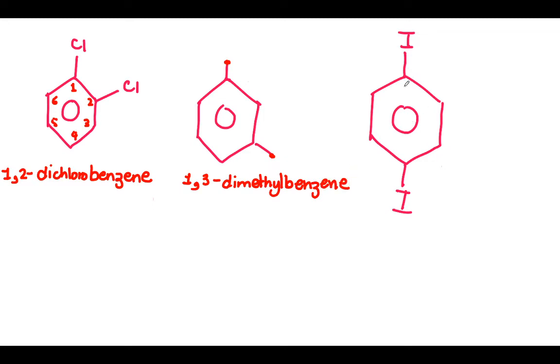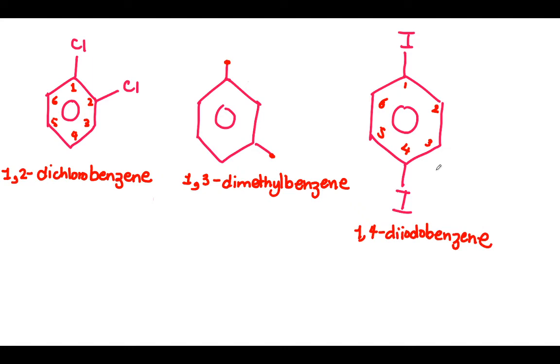And here, when I number it, my 2 lowest numbers are going to be 1 and 4. So when I do that, my name here is going to be 1,4-diiodobenzene.